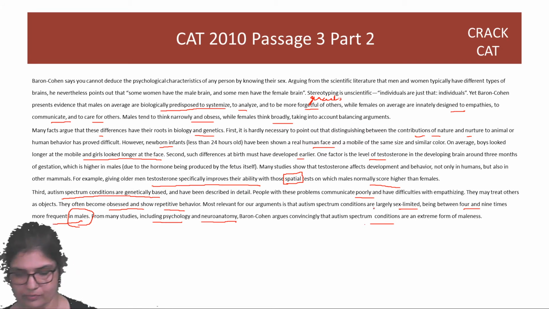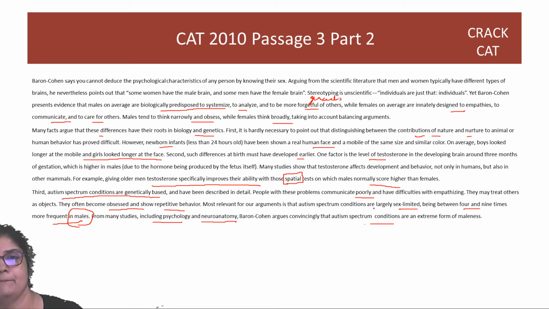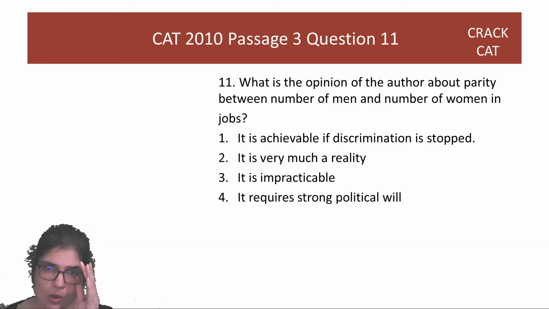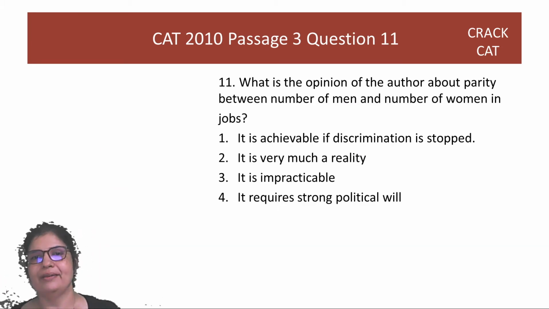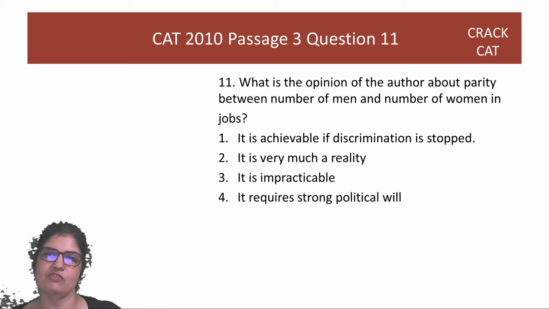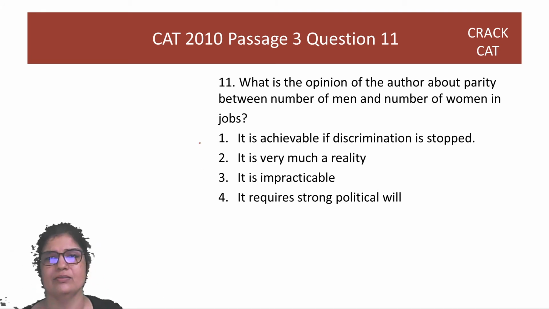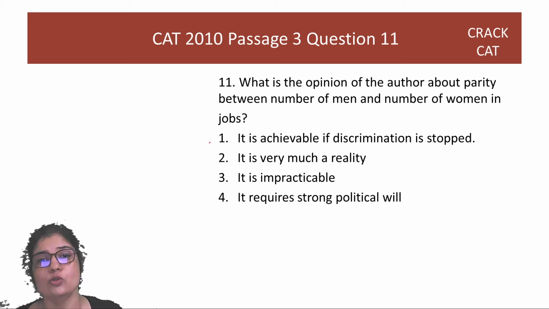Okay, so we have understood the passage and the paragraphs. Let's look at the questions. What is the opinion of the author about parity between the number of men and women in jobs? He says it is utopian. Utopian means practically not possible. So he's not saying it's possible. He's saying it is utopian, too perfect, so it cannot happen.